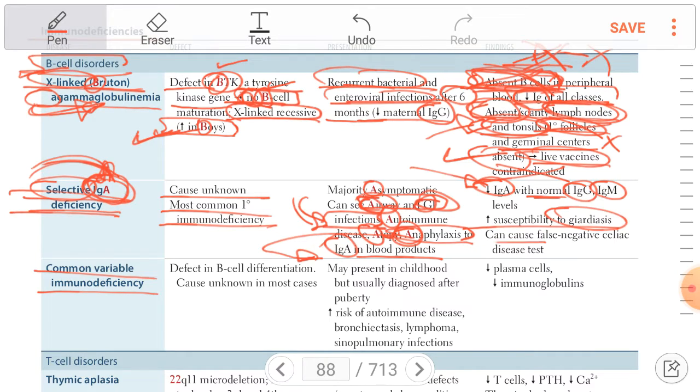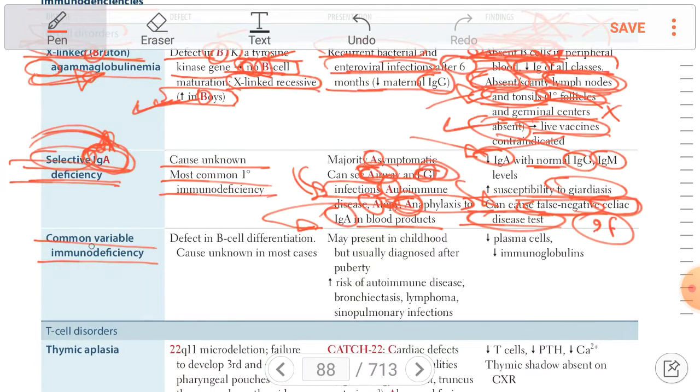It can also cause a false negative celiac disease test. Celiac disease needs what? A celiac disease test, and a gluten-free diet. So it can cause a false negative celiac disease test.